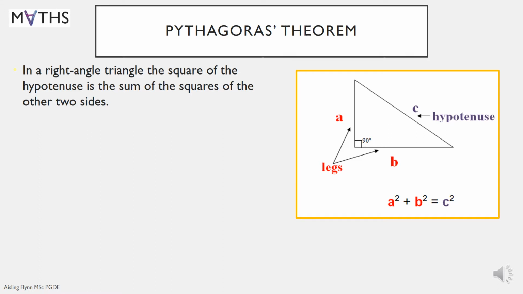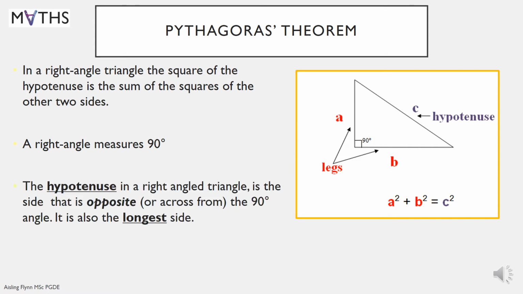So there are three sides in the triangle. One is called the hypotenuse. The hypotenuse is the longest side, which is opposite the 90-degree angle. A right angle measures 90 degrees. You see where the horizontal line meets the vertical line, that makes 90 degrees, and it means we have a right-angled triangle. The hypotenuse in a right-angled triangle is the side that is opposite, or across from, or not touching the 90-degree angle. And you can see that it is also the longest side of the triangle.